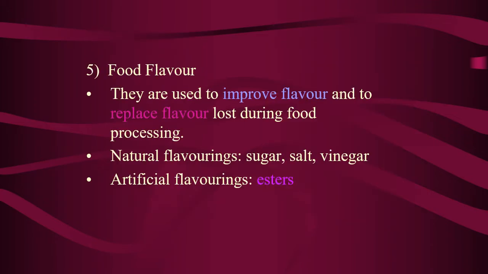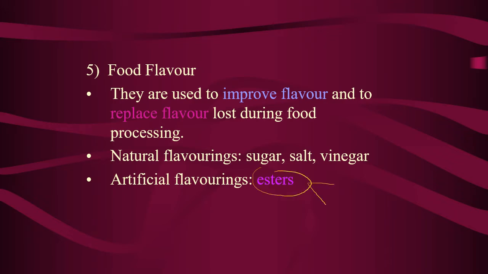Okay, the next class of food additive is food flavor or flavor enhancer. This type of additive is used to improve flavor and to replace flavor lost during food processing. Natural flavorings involve sugar, salt, and vinegar, but artificial flavorings include esters, for example.